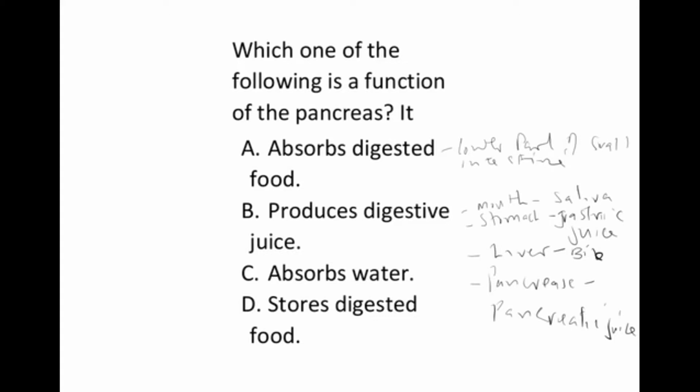Then C, absorbs water. Where is water absorbed? Water is absorbed in the large intestine. The large intestine absorbs water and mineral salts. Then stores undigested material. This one is the work of the rectum. We have said absorbs water, this is the large intestine.